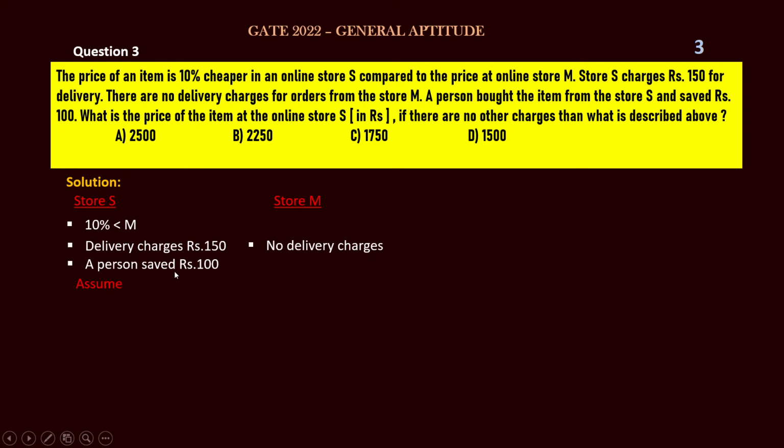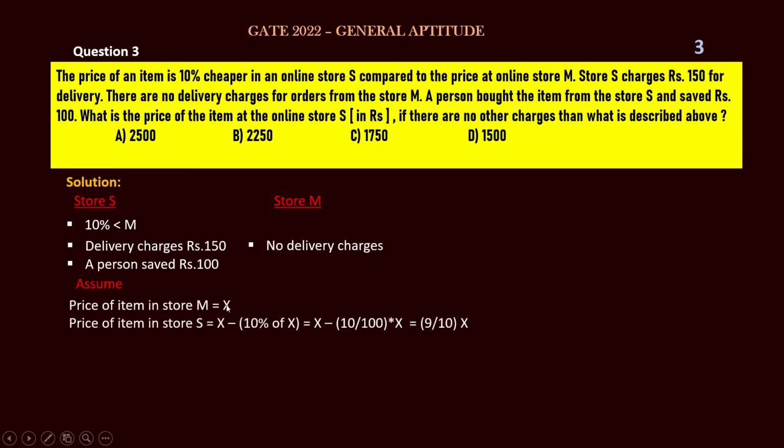First, we will assume the price of the item in store M as x. With the first condition, we can write the equation for the price of the item in store S. The price in store S is 10% cheaper than M, so x minus 10% of x. We can simplify this as x minus 10 by 100 of x, that means 9 by 10 of x. So this 9 by 10 of x is the price of the item in store S.